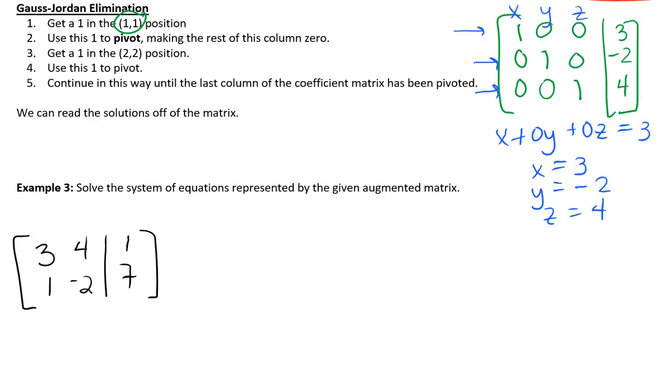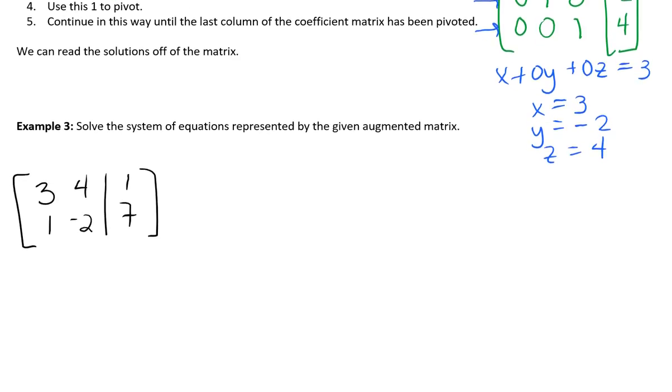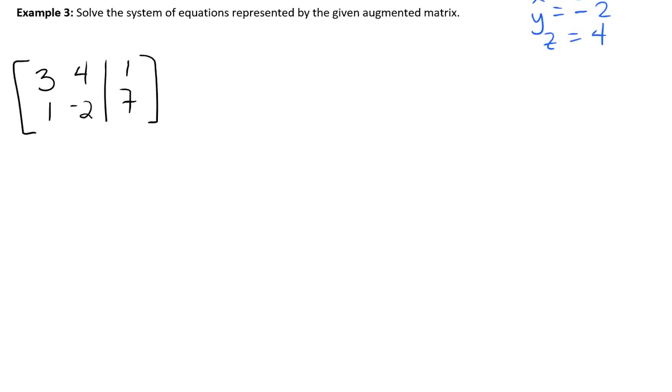Instead of having to do elimination by hand, we can do it a little bit faster here. So let's see how we use this in practice. So let's solve the system of equations represented by the given augmented matrix. So the first thing we need to do is get a 1 in the 1,1 position. Now there are a couple ways you can solve this, but I try to take the path of least resistance. So I already have a 1 in the first column, it's just in the wrong row. I need it to be in row 1.